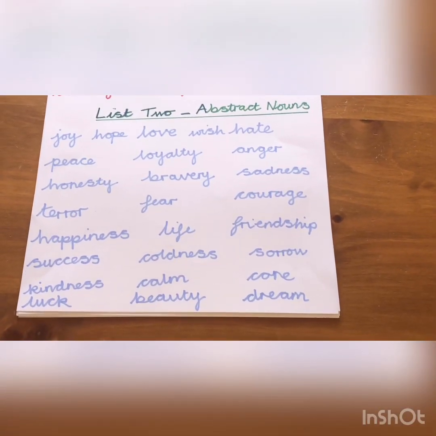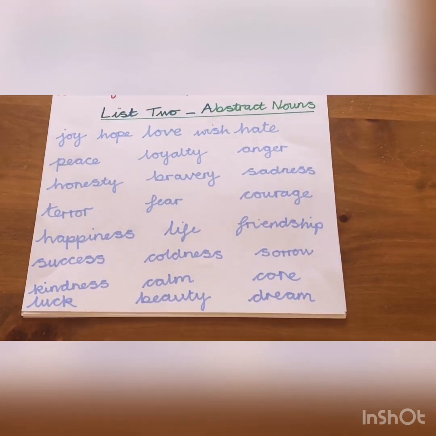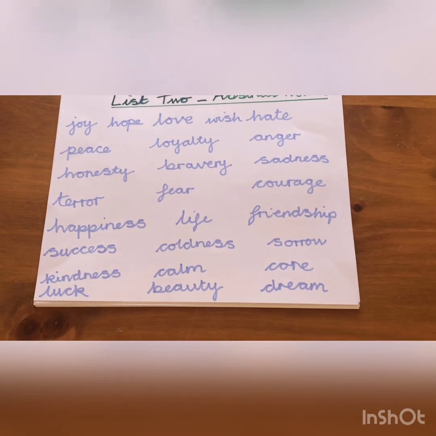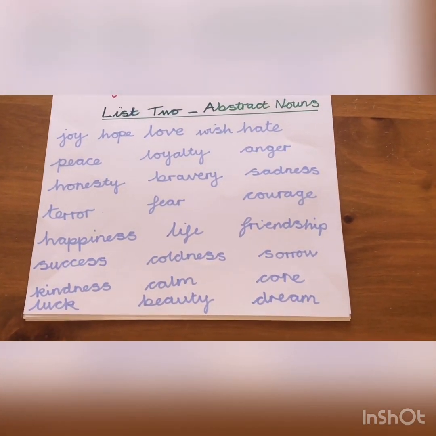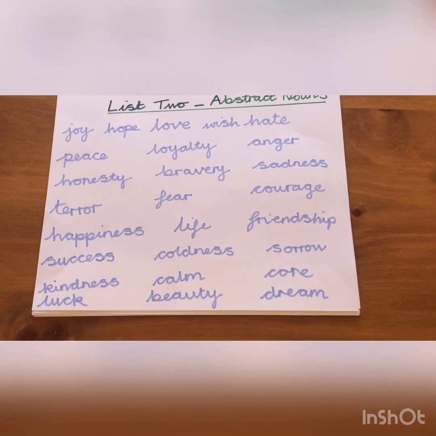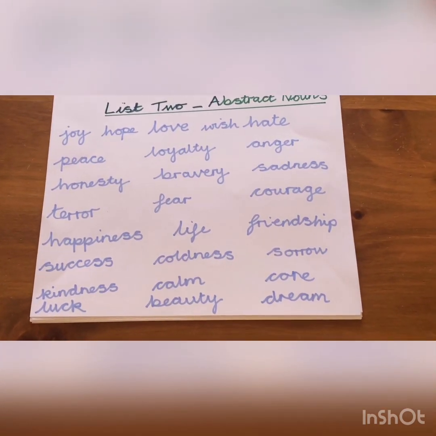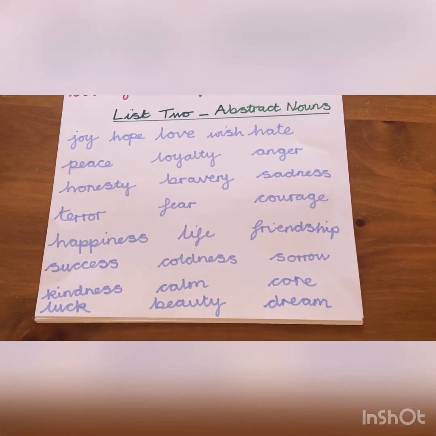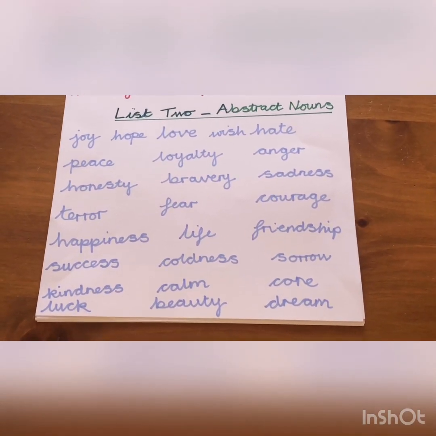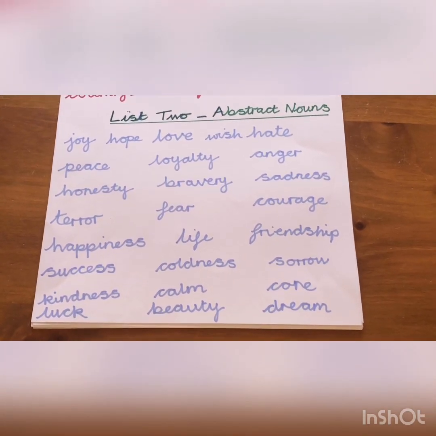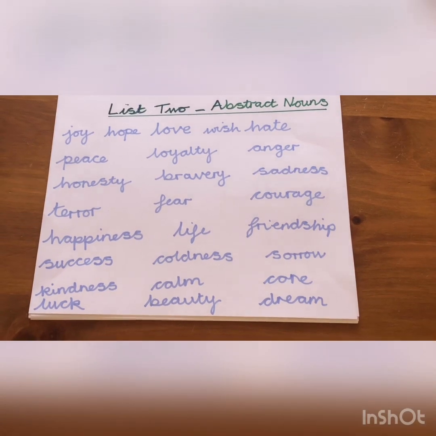So here you can see I've generated a list of abstract nouns. I'll just share with you a few of them. Joy, hope, love, wish, sadness, bravery, honesty, terror, happiness, coldness, kindness, beauty. Now remember, abstract nouns are things that you cannot see, touch, feel, or hear. I like to remember that they are more like feeling words.